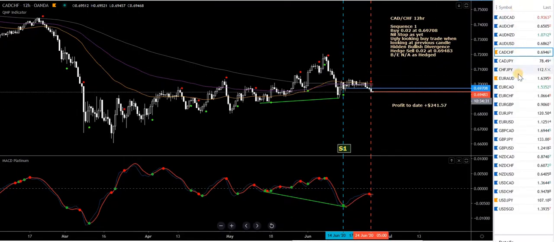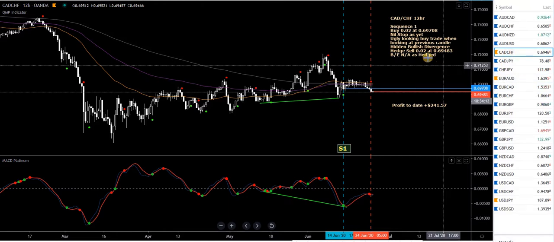Right, TradingView. This is my 12-hour watch list. What you see highlighted in blue is what I've currently got trades on. Orange highlight means what I'm going to talk about in this video. And if there's none, which there is none, it means there's no trade. So there's plenty happening on the 12-hour charts. So let's start with the CAD Swiss.